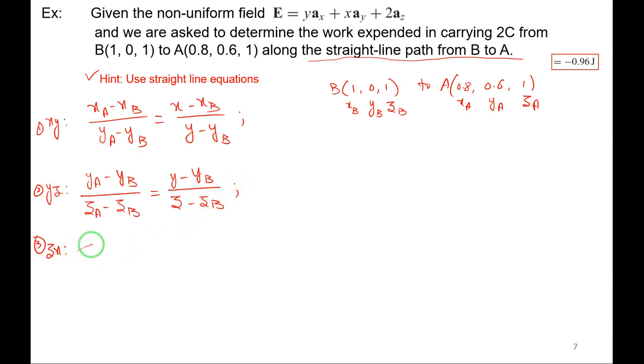Similarly, you will write the third set of straight line equations: (za minus zb) divided by (xa minus xb) equal to (z minus zb) divided by (x minus xb). These are the general set of straight line equations, all the three. We will see which to use later on, because they are just told a straight line path.